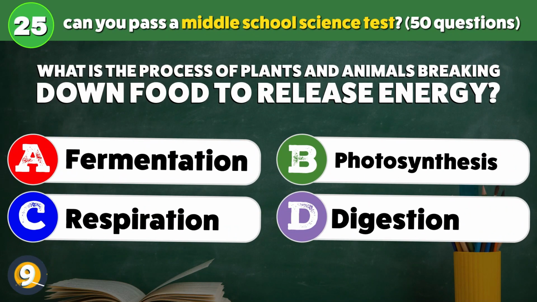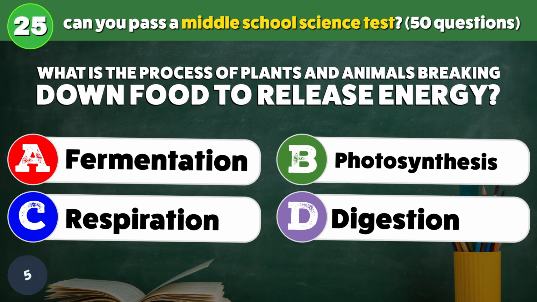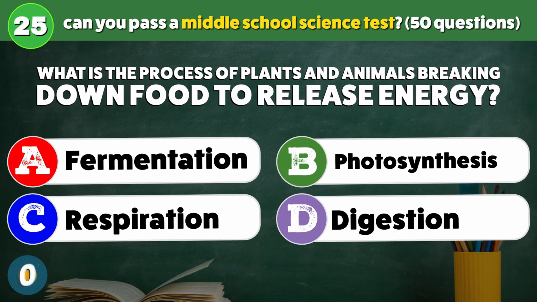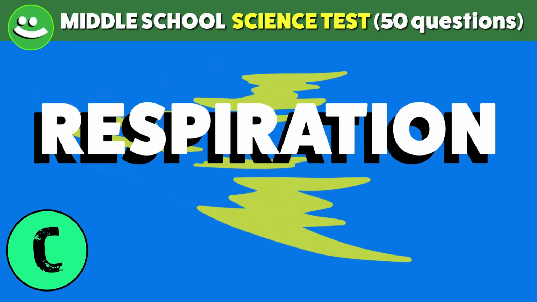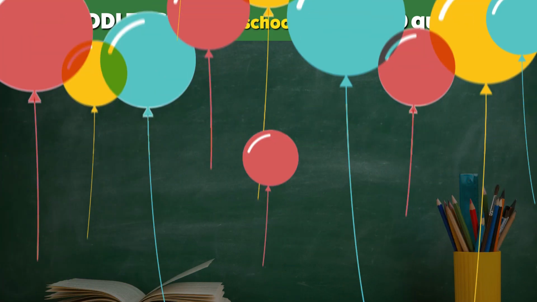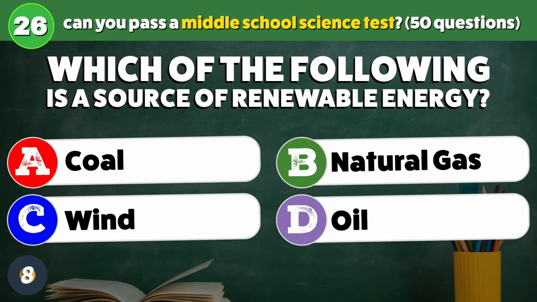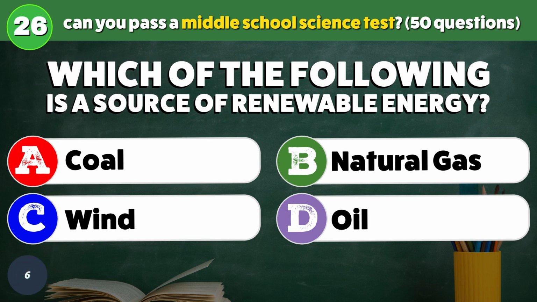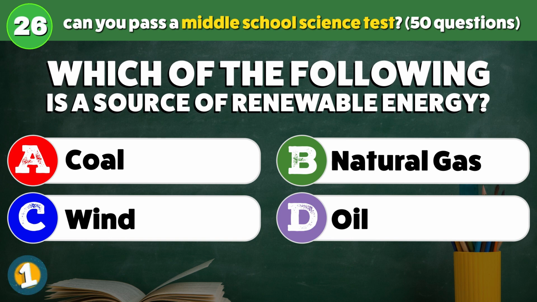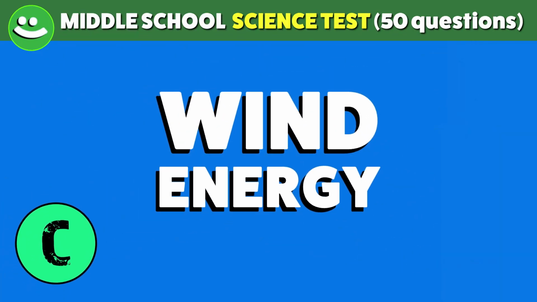What is the process of plants and animals breaking down food to release energy? Is it fermentation, photosynthesis, respiration, or digestion? It's respiration. Which of the following is a source of renewable energy? Is it coal, natural gas, wind, or oil? It's wind energy.